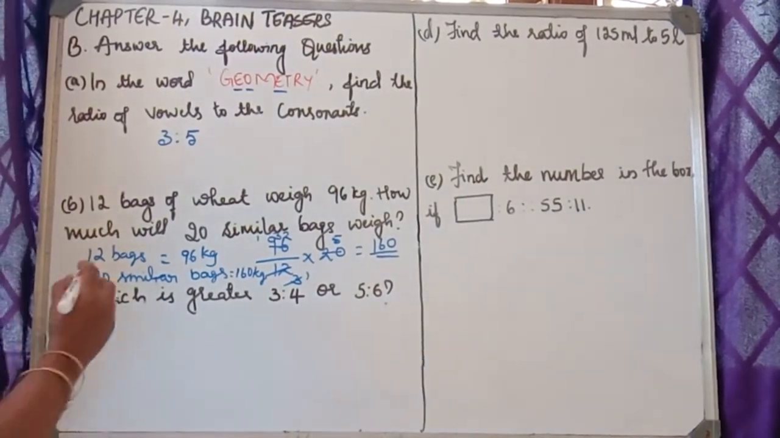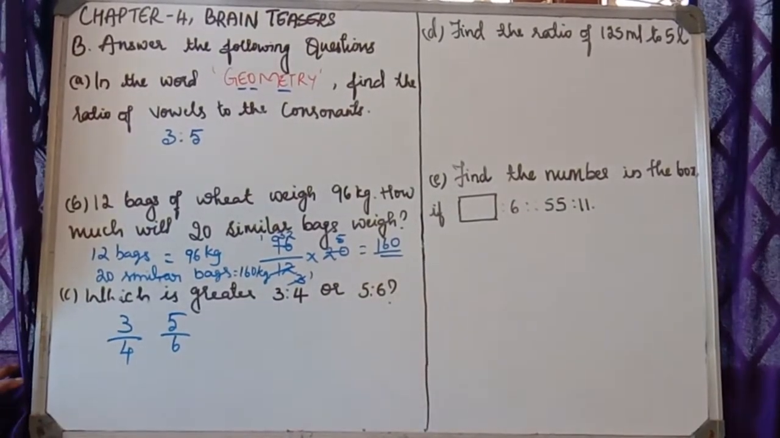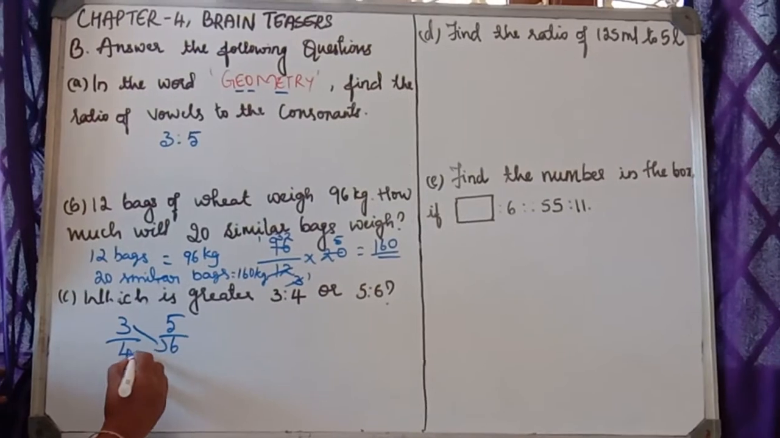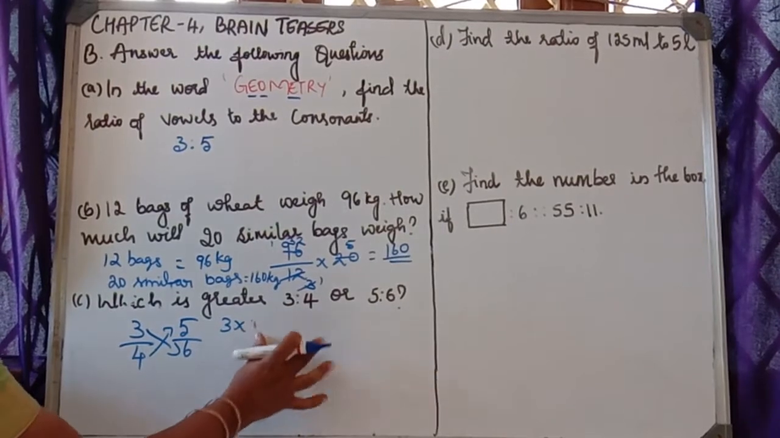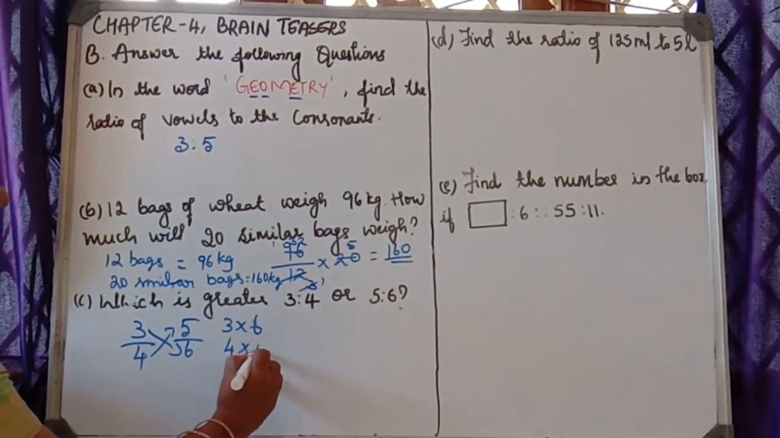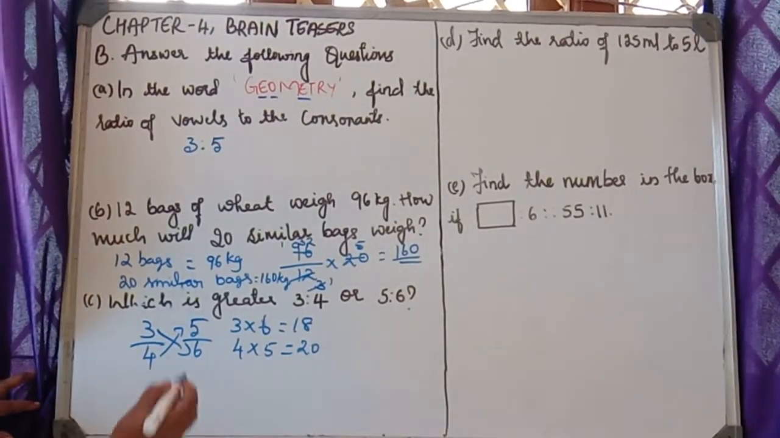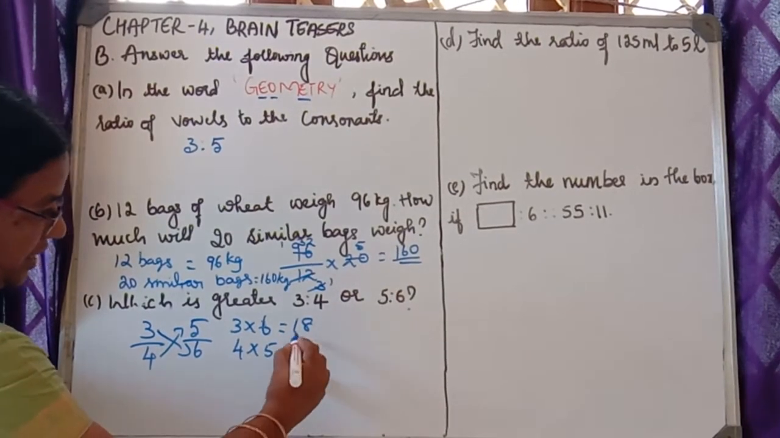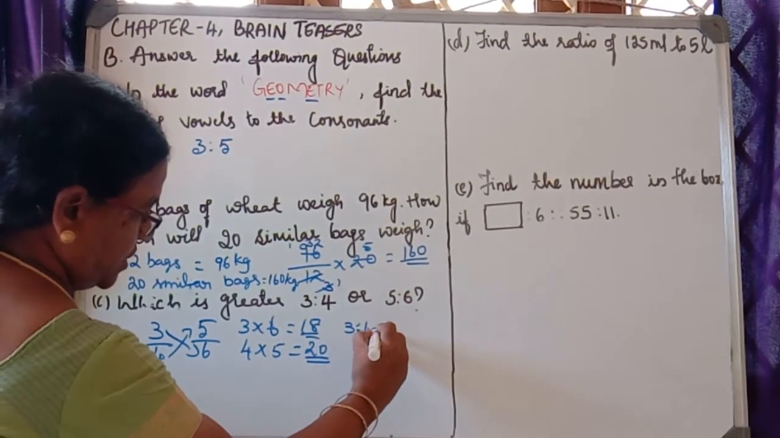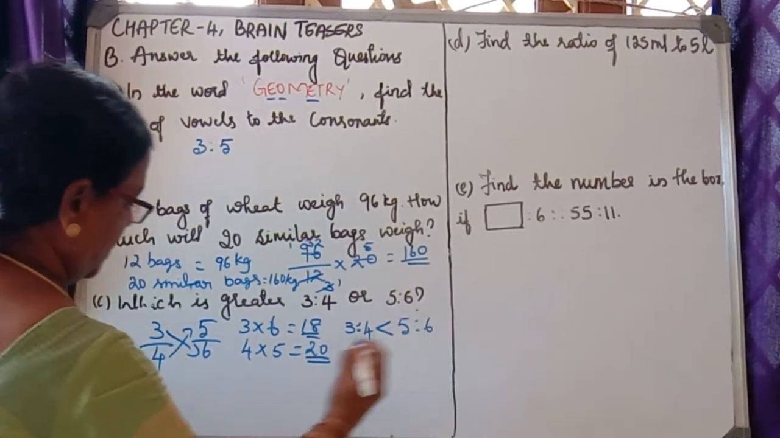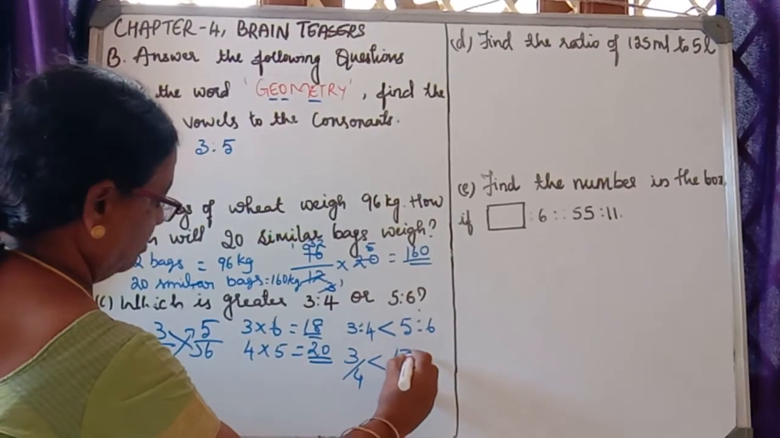Which is greater? 3:4 or 5:6? 3/4 or 5/6. For this, how will we compare? With the help of cross multiplication. Now, 3 into 6, 4 into 5. Here, 3 6s are 18, 4 5s are 20. In this, which is greater? 20 is greater, 18 is smaller. So, 3:4 is smaller than 5:6. In fraction form, you write 3/4 is smaller than 5/6.